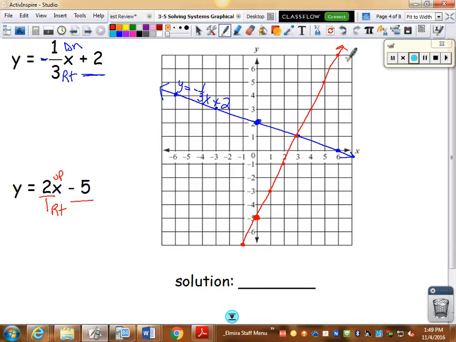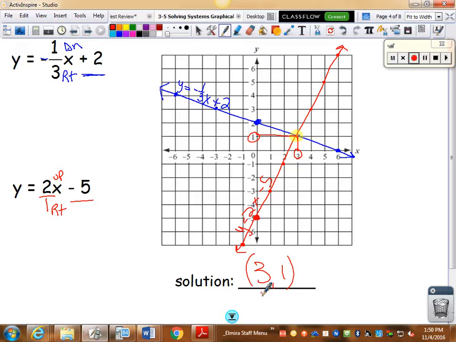Connect, arrows, label. Really important now that you label so that the readers of your paper, i.e. your teachers, know which graph you intend to be which, especially if you make a mistake. It helps us to know what you were intending to draw when you've made a mistake. So here's my point of intersection. That's my solution. So (3, 1), in that order. You cannot reverse the order and put (1, 3). The x value has to come first.